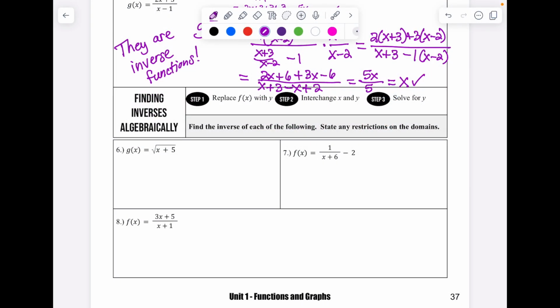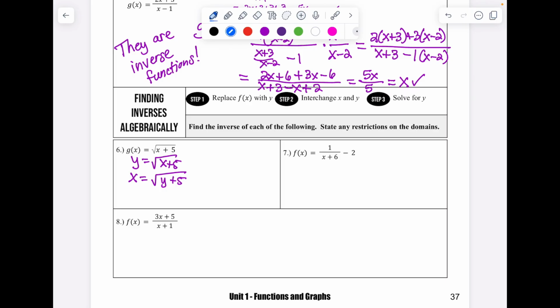Finding inverses algebraically. So our first step, we're going to swap f of x with y if it's written in function notation. Then we're going to switch the x and the y, and we will resolve for y. So in number 6, we'll get rid of our g of x, which is the same as y. Replace it with just a normal y equals. And now we will swap the x and the y. So we have x equals the square root of y plus 5.